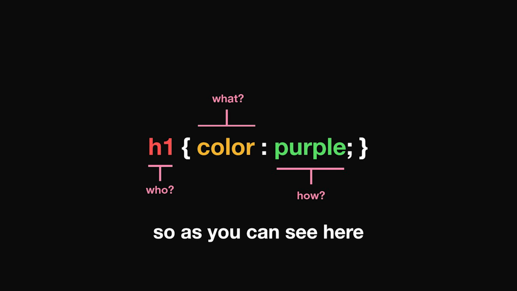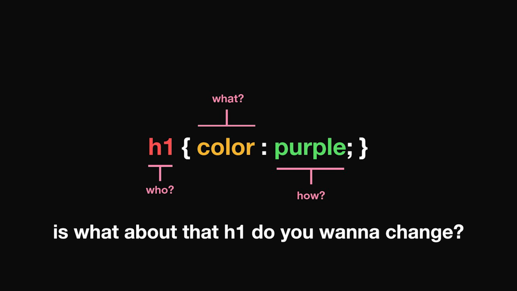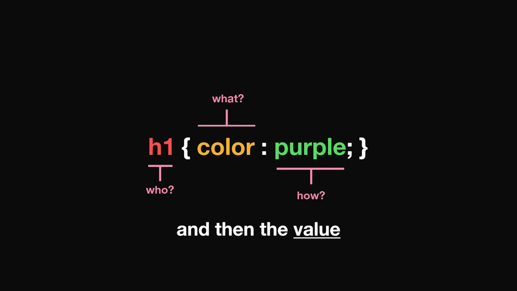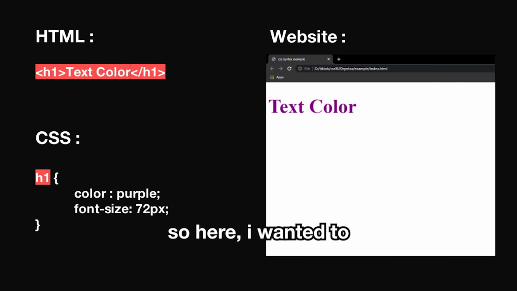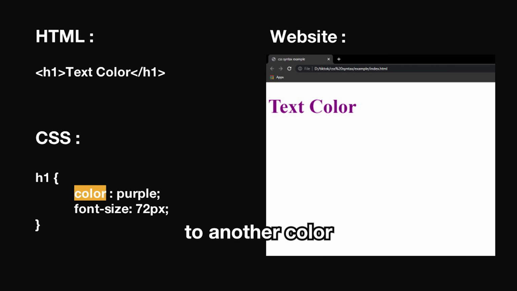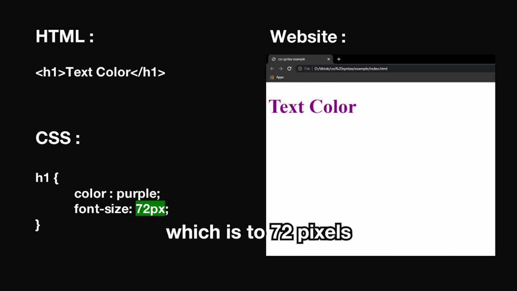So as you can see here, the H1 is the who, the selector. Who do you want to change? Which one do you want to modify? And then the property is what about that H1 do you want to change? And then the value is what do you want to change it to? So here I wanted to change my H1 to another color, which is purple, and make the text bigger, which is to 72 pixels.